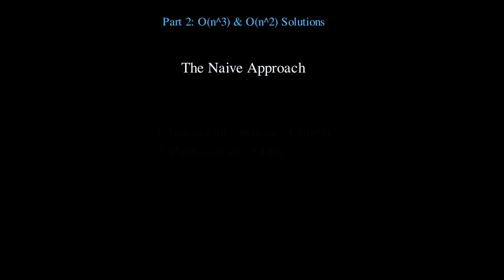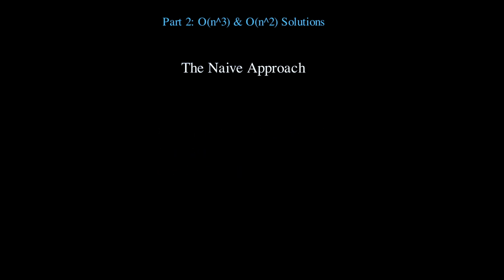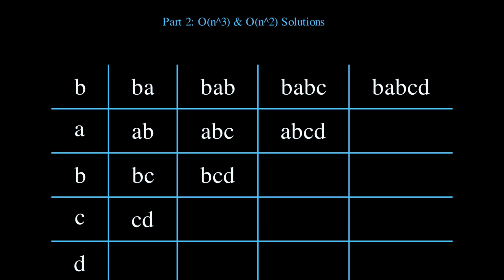First up, the naive approach, where we create all possible substrings, then for each one, we check if it's a palindrome. Let's see it in action with the word BABCD. Here's a table showing every word inside of the word BABCD. You can tell that there are half of n squared options since they create the area of a triangle.